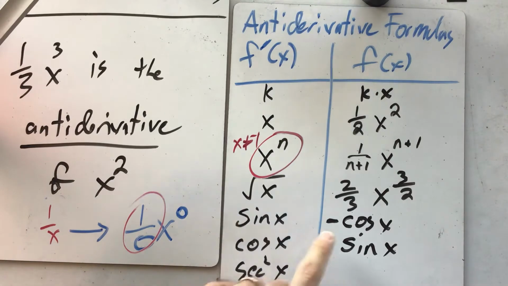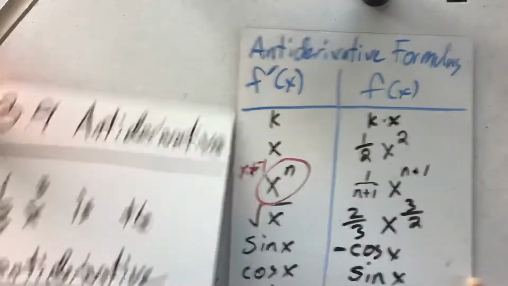The derivative of sine is cosine. The derivative of cosine is negative sine. Well, now they're the same, except the negatives are backwards, but that's because antiderivatives are going backwards from what derivatives are. So sine becomes negative cosine. Cosine becomes sine.